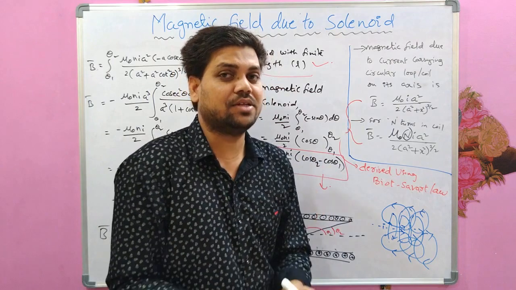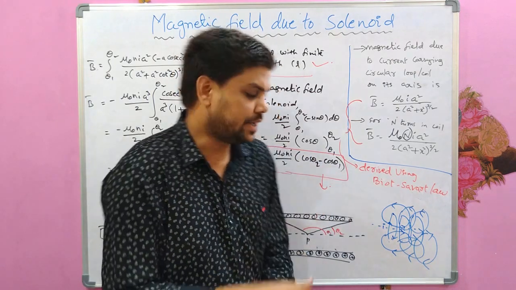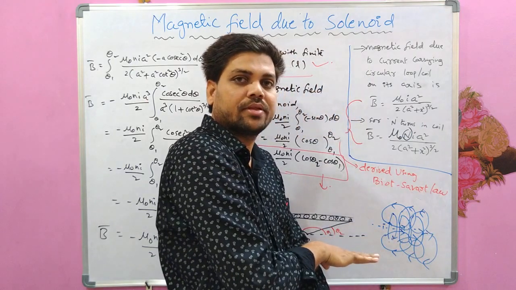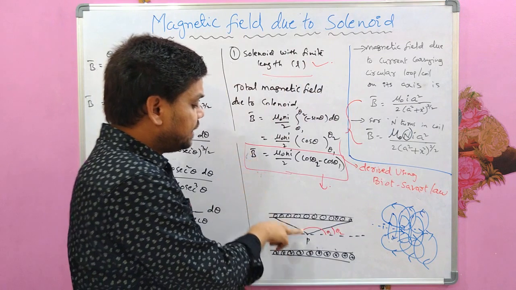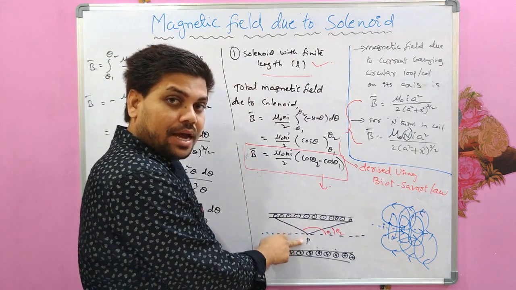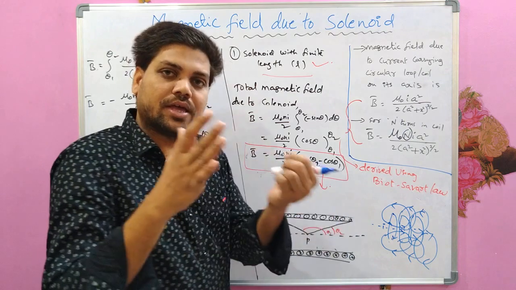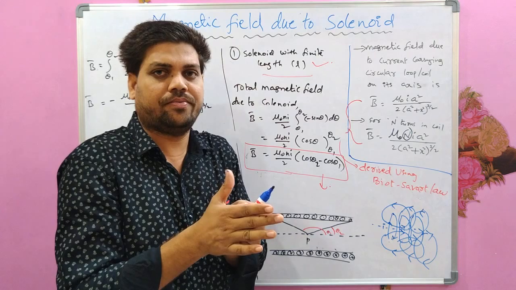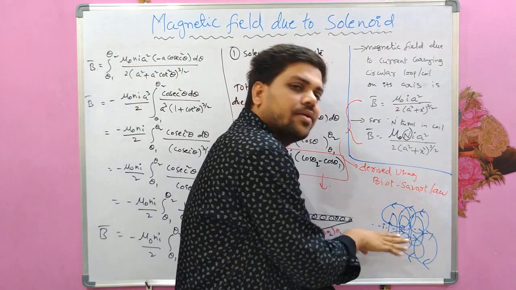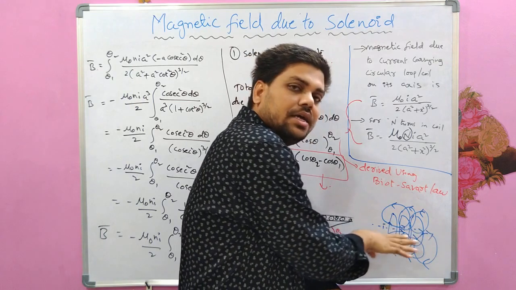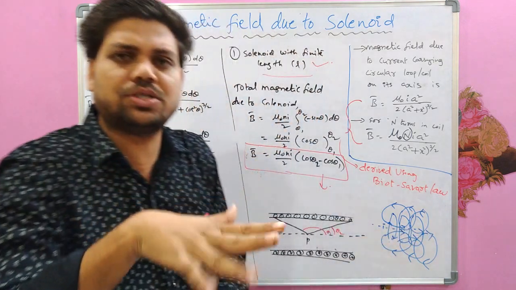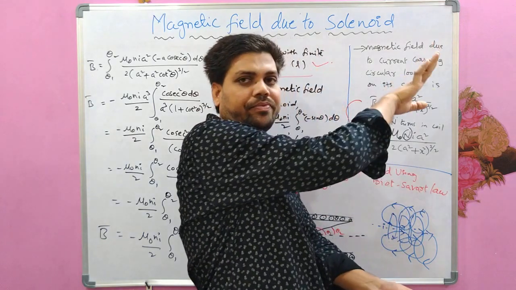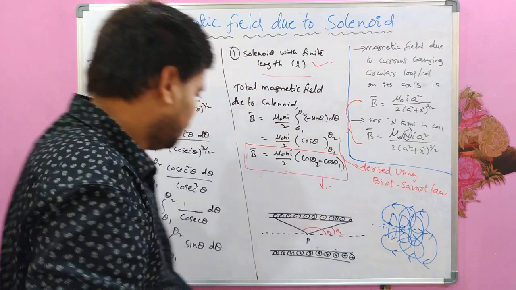So in the interior of the solenoid, the magnetic field is along the axis of the solenoid. Because we are finding the magnetic field in the interior of the solenoid at point P on the axis, if the turns of the solenoid are very, very close, then the magnetic field inside this solenoid will be almost in a straight direction, that too along the axis of it.